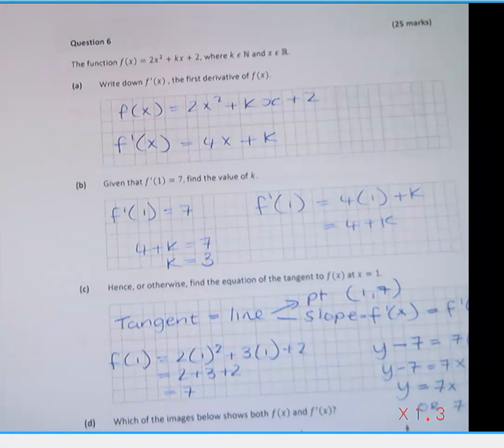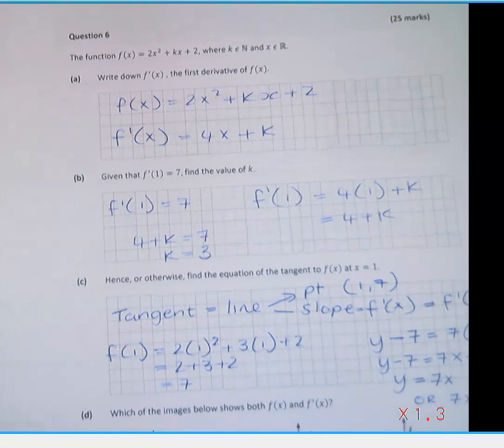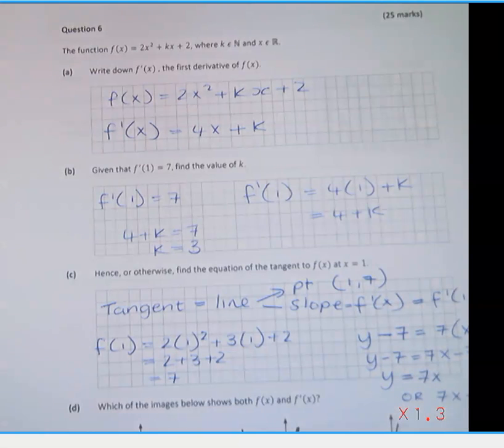Right, part B, it says given that f dash of 1 is equal to 7, find the value of k. So they're telling us when it is differentiated at the value of 1, it's equal to 7. So what you do is substitute it in. So your f dash of x was equal to 4x plus k. So f dash of 1 is equal to 4 times 1 plus your k. So you're getting 4 plus k. So your 4 plus k equals 7. Move it around so your k is equal to 3.